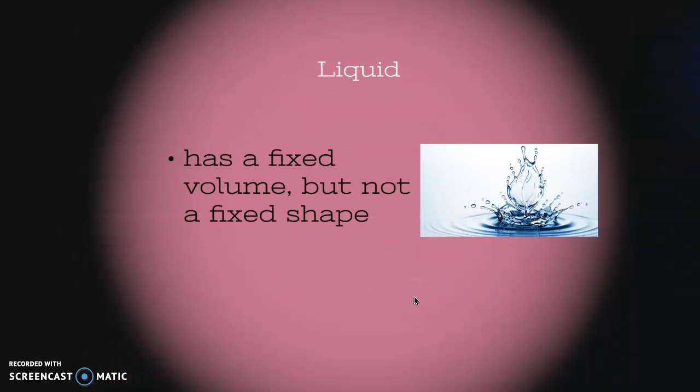So a liquid has a fixed volume but not a fixed shape. The way to think of this is like a glass of water. If you put water into a variety of different glasses or Tupperwares, you can put the same amount of water in two different looking containers and it will still have the same amount of water, but it will look different based on the shape of the container, because a liquid takes the form of whatever it's placed in.